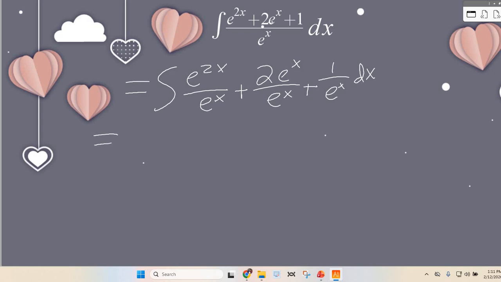So notice that e to the 2x divided by e to the x is just e to the x. 2e to the x divided by e to the x is just 2. And then this last one, we could technically write as e to the negative x in order for us to be able to take the antiderivative. So what ends up happening is that for these first two, I actually don't need u sub. Okay, they're pretty straightforward. What's the antiderivative of e to the x? E to the x. What's the antiderivative of 2? 2x.